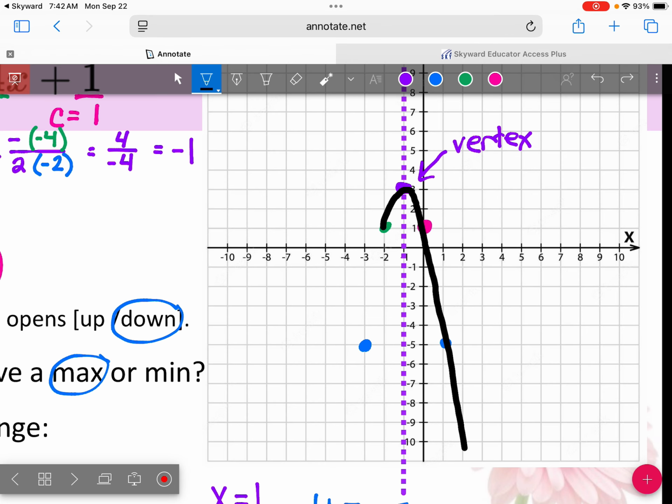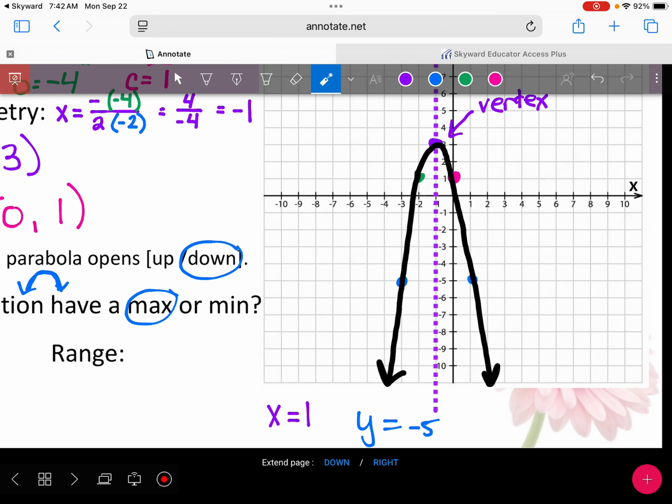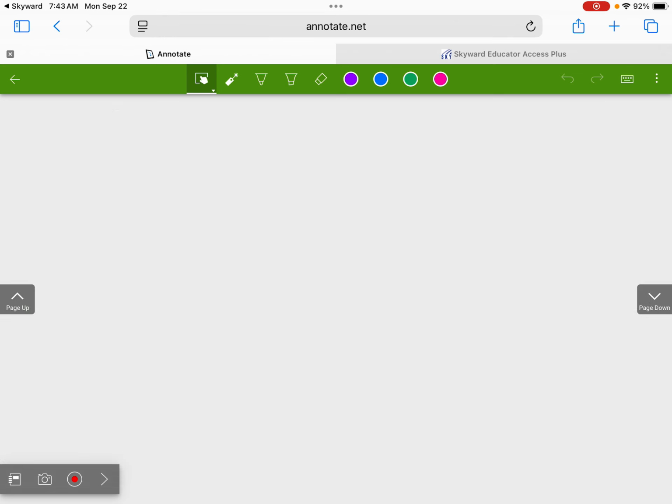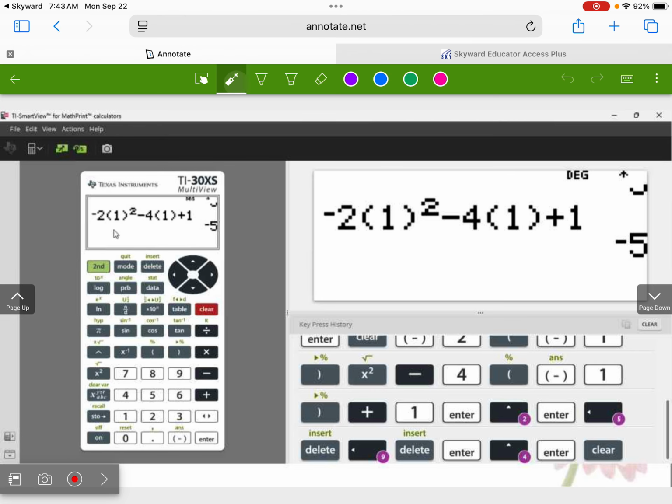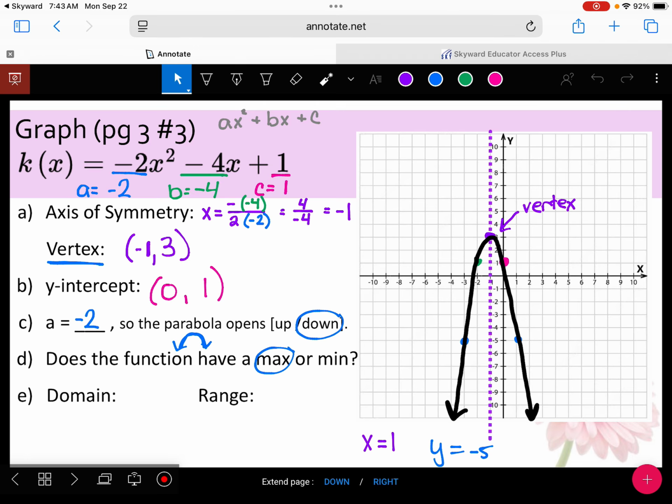I substituted my 1 into my equation. I picked 1 because I wanted another point. So we had these 3. I wanted more so I could get something down here. So I wanted to know what happened when x equals 1 so I could figure out where this point was. And then I typed that in my calculator. We substituted in 1 in place of x, and we got our -5. So when in doubt, we can always put more points in. Totally cool. This gives us our graph.